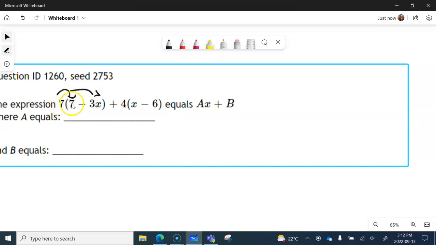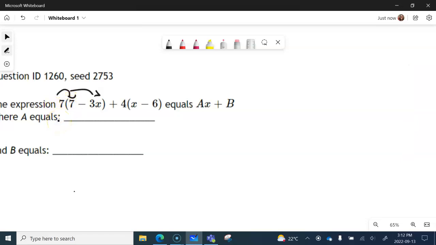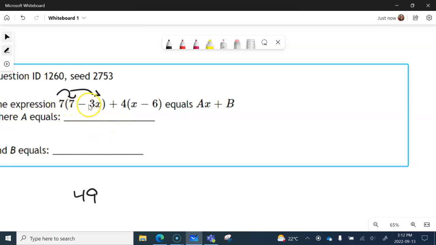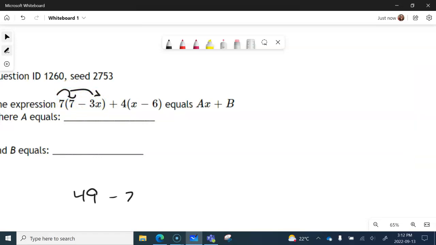So first one will be 7 times 7. That's going to give us 49. The next term is going to be 7 times minus 3x. And remember, always get used to looking to the left of the coefficient. That tells you what the sign is going to be. If it's positive, there's usually no sign or a plus sign, right? Or here, a negative. So this is going to be 7 times negative 3x, which is going to give us a negative 21x. We just multiply the numbers, and then the variable comes along.